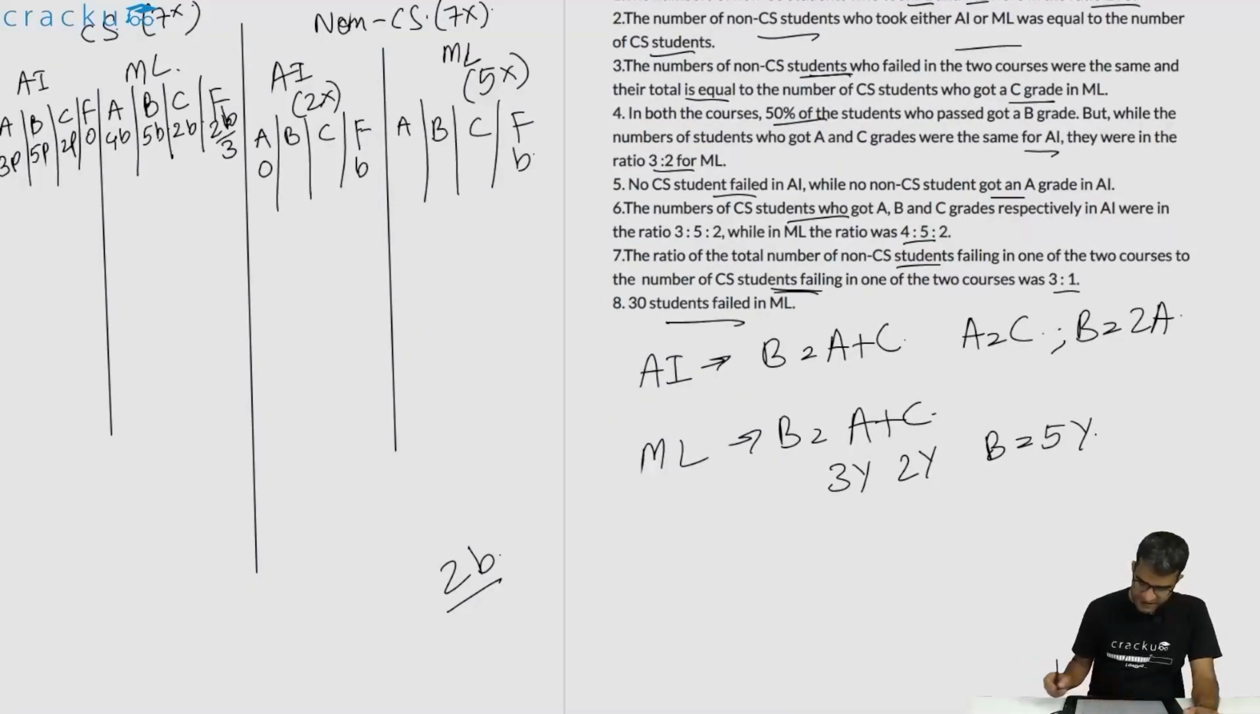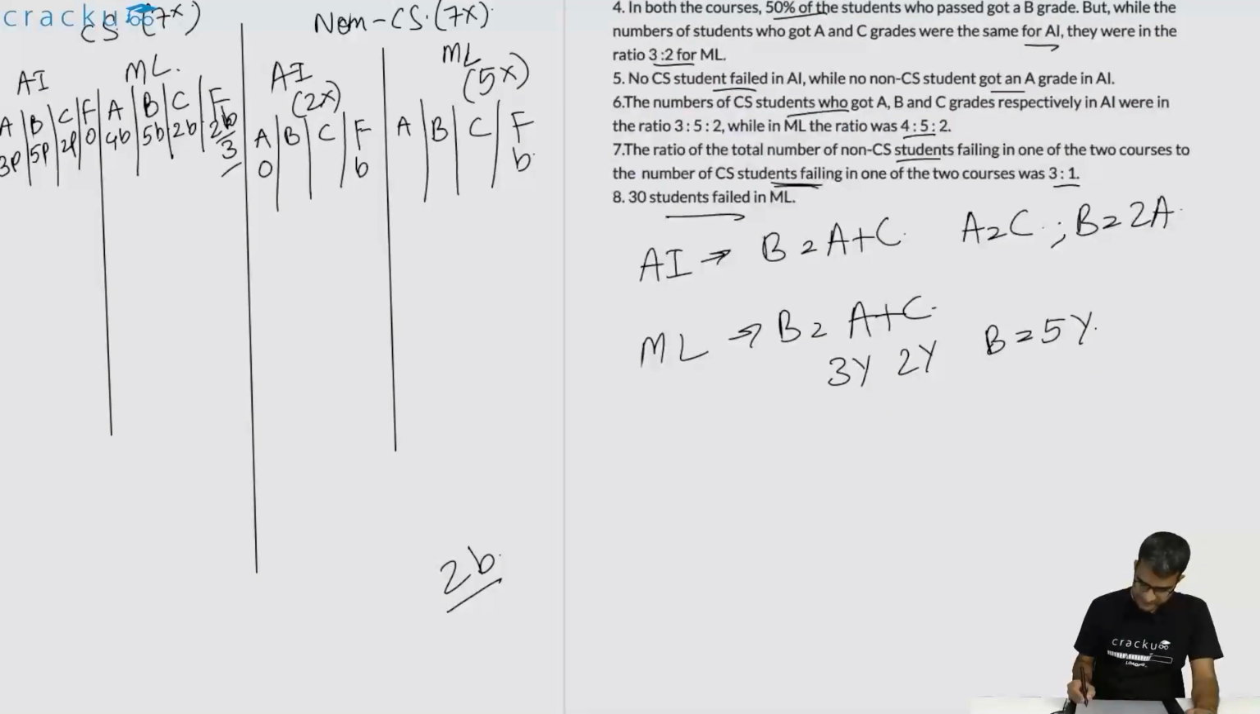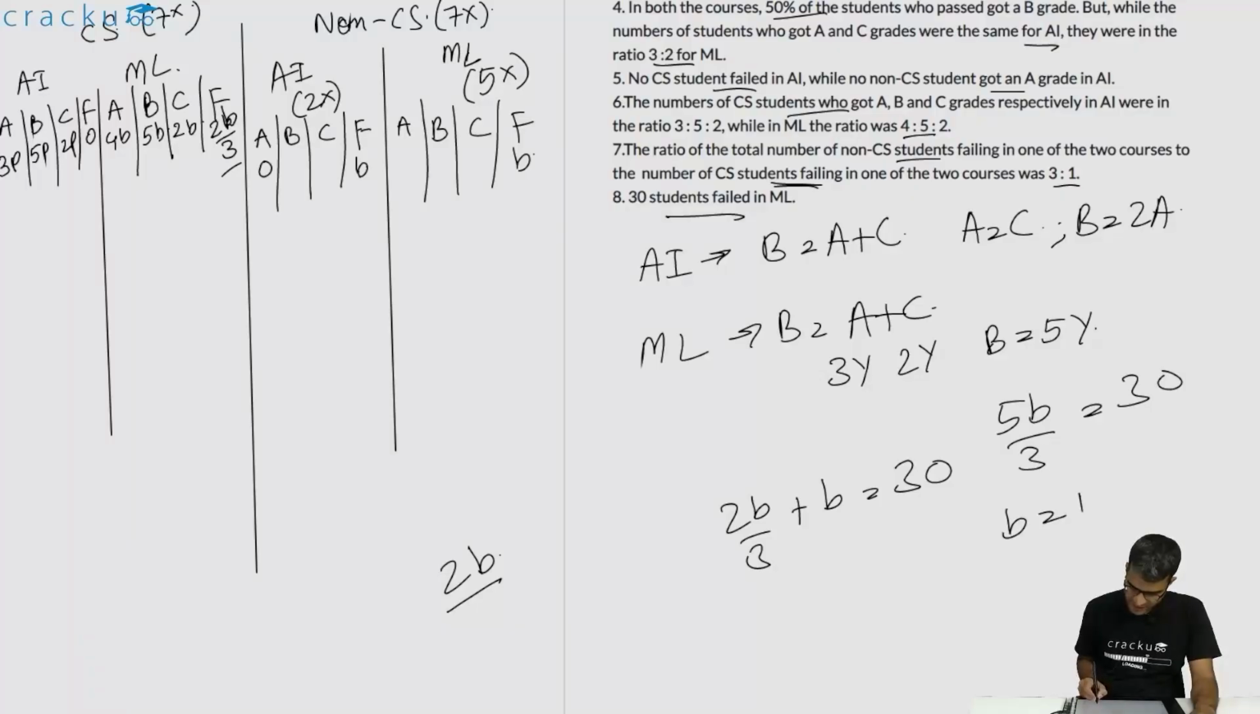And finally we are told that 30 students failed in ML. So this would imply that 2B/3 plus B is equal to 30, or 5B/3 is equal to 30, or the value of B is equal to 18. So once you have the value of B, we can try to fill some of the things up. This is 2B/3, so this is equal to 12. 2B is equal to 36. 5B is equal to 90. And 4B is equal to 72.